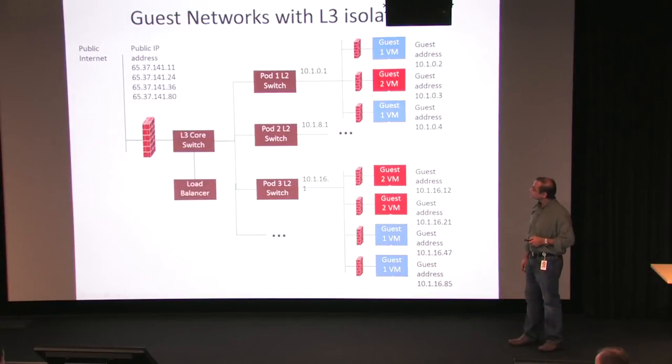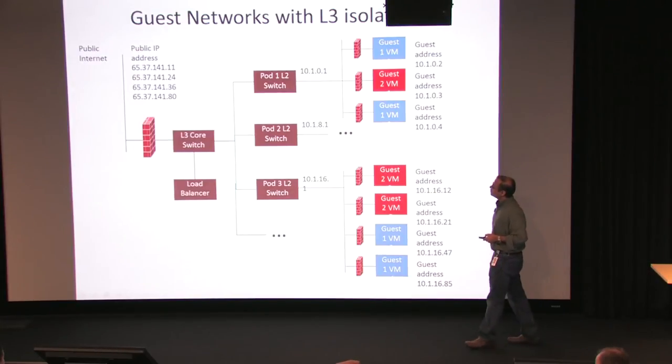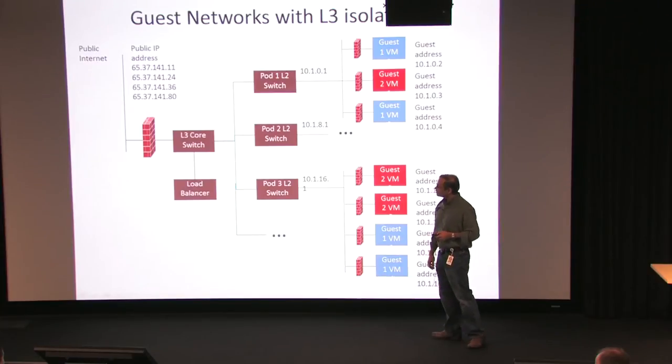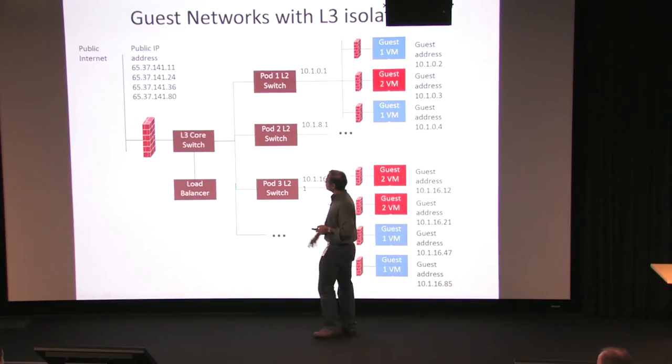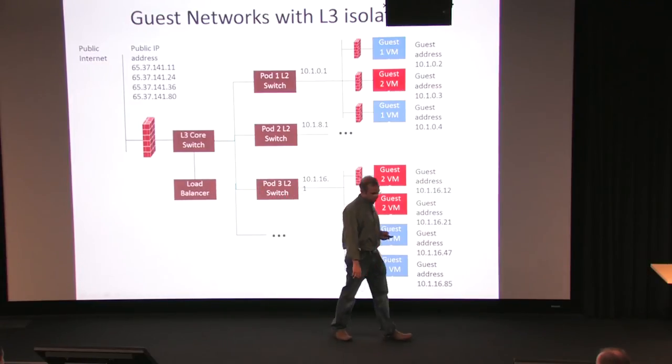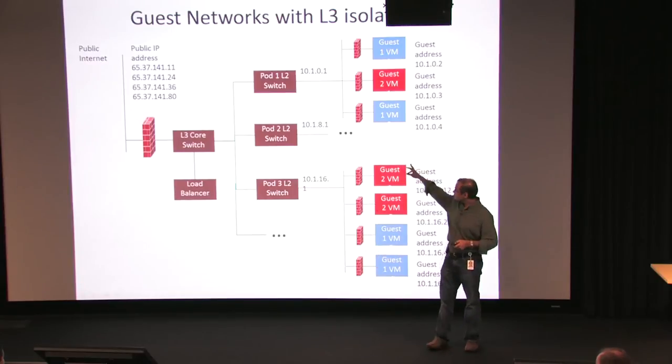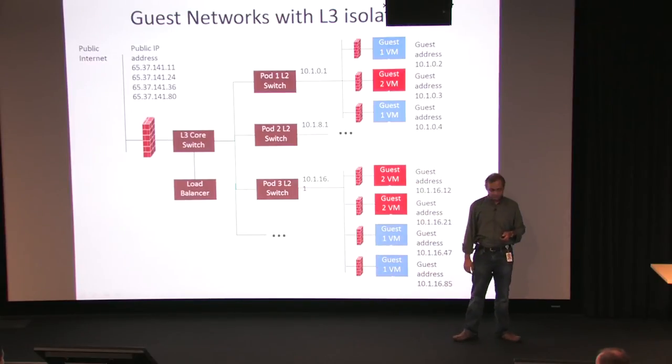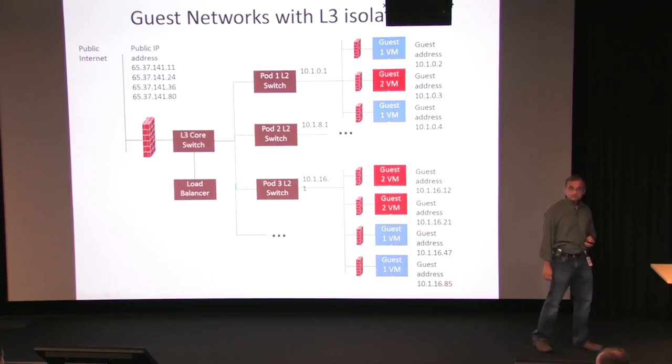And then with 3.0, we have a support for load balancers and elastic IPs. So you hang off a load balancer here, a NetScaler load balancer, and then you can offer load balancing to these guests, fully automated, and also elastic IP service.